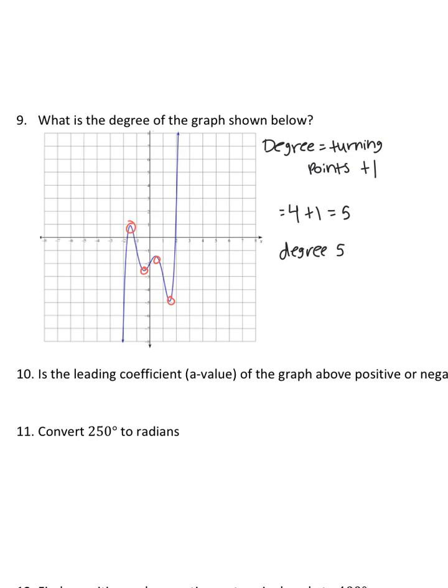And to double check yourself, a degree 5 is an odd degree. Odd degree polynomials are pointing in different directions. This polynomial, one end is going down, one end is going up. So we know that this is odd, so our degree is good to go.